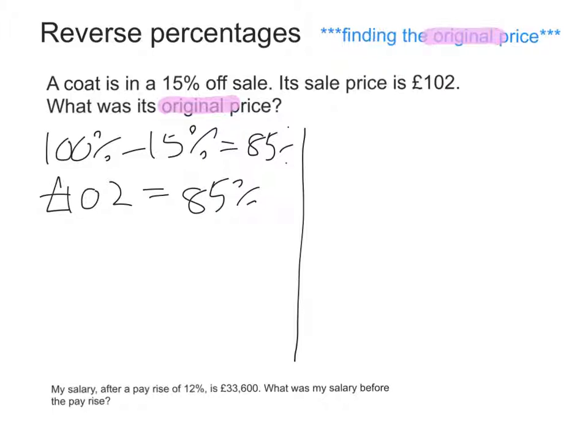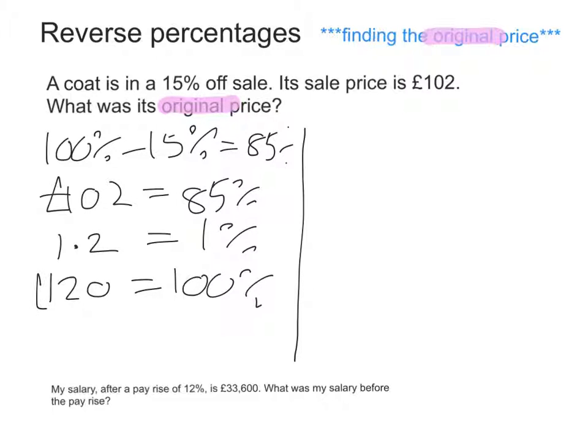Now, if that's 85%, if I divide by 85, that will tell me what 1% is. 1% is going to be 1.2. So dividing by 85 gives me 1%. If I then multiply by 100, that tells me what 100% is, which is what I'm looking for. That's the full amount. So that is your first option.